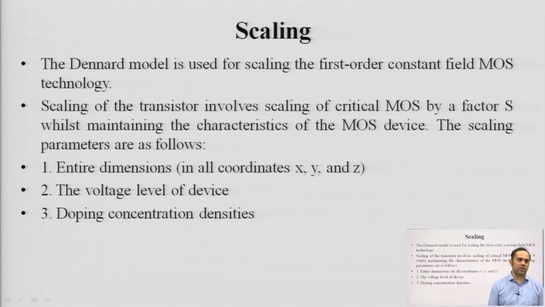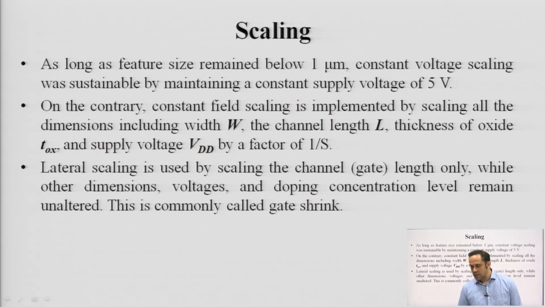So, either you can do only the physical dimensional scaling in all 3 dimensions x, y and z, or you can scale down the voltage level of the device, or you can scale the doping concentration densities, or you can do all these 3 together. These are some of the approaches which can be used for scaling down. For those transistors where the feature size was below 1 micron, constant voltage scaling was quite common.